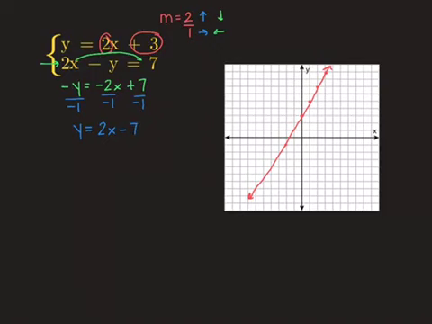So my y-intercept is at negative 7, so right here. And then again, I have a slope of 2, or 2 over 1, which tells me to go up 2 and to the right 1.